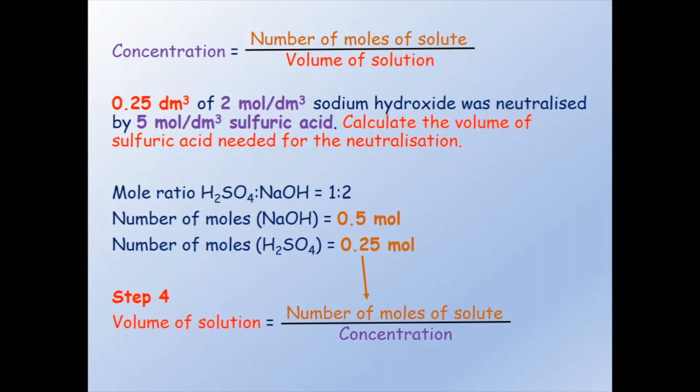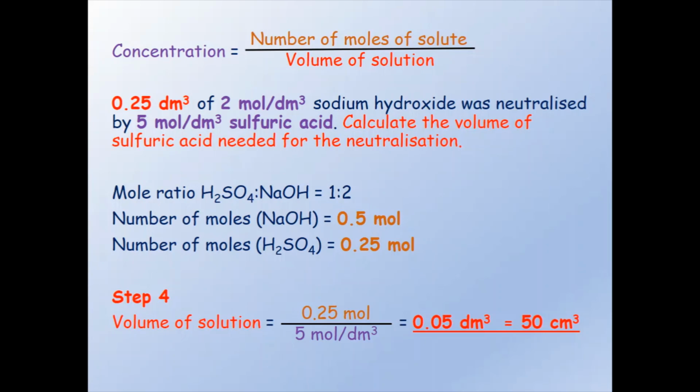So now we just have to plug those numbers into our equation at the bottom. So we get 0.25 mole divided by 5 mol/dm³. And this gives us a volume of 0.05 dm³. Now, sometimes you might be asked to give your answer in cm³. To do this, you just need to remember that to get from dm³ to cm³, you need to times by 1000. So we have to times the 0.05 by 1000, and this gives us 50 cm³.